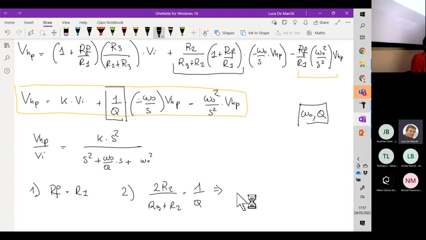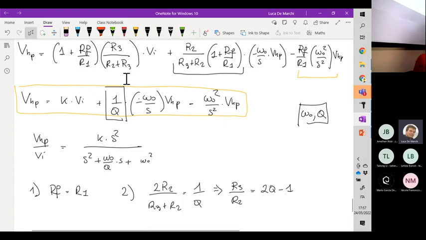With some algebraic manipulation, you can show that this means that R3 over R2 must be equal to 2 times the quality factor minus 1. Again, please remember that the quality factor is something that you derive from the specification. So once you know the factor Q, you know what should be the ratio between R3 and R2.